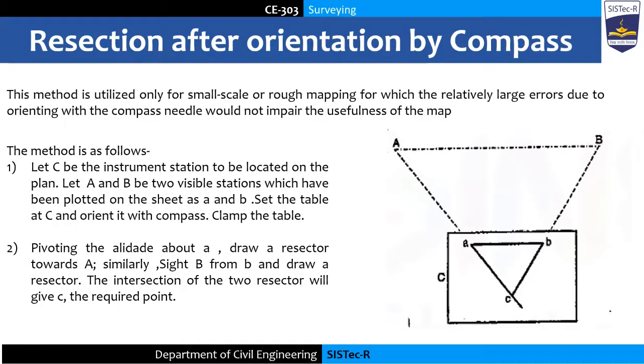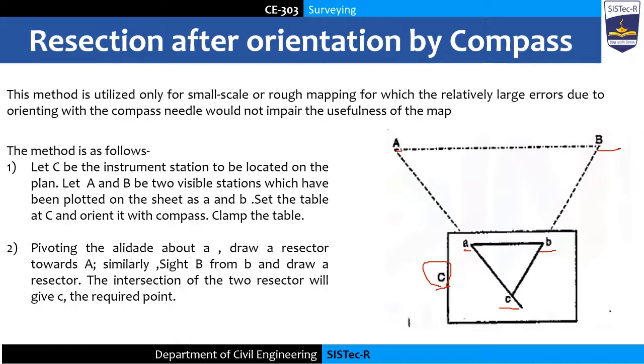Okay, so let's see with the instrument station to be located on the plan. Let A and B be two visible stations which have been plotted on the sheet as small a and b. So both these stations, capital A and capital B, are marked as small a and small b on the paper or sheet. First we will set the table at C and orient it with the compass, and we will fix the table. So I will fix the table at this capital C on the field.